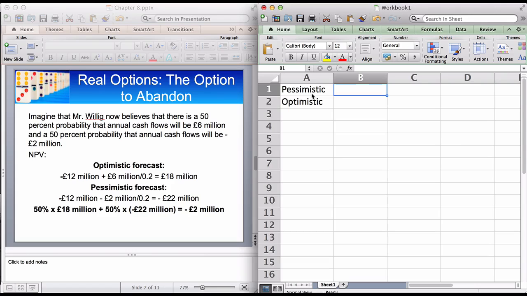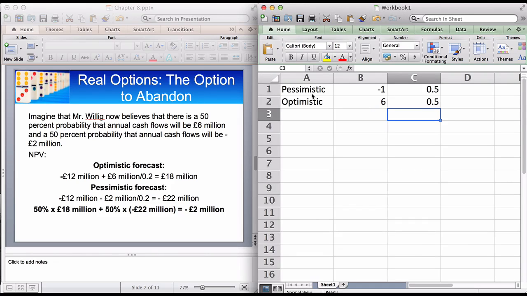Under the pessimistic outcome, the annual cash flows will be minus 2 million. Under the optimistic scenario, the annual cash flows will be 6 million. Both scenarios will have a probability of occurring of 0.5 or 50%. Now we're going to have a similar type of scenario, but let's assume in this example you have no option to expand. In this case you have the option to abandon.